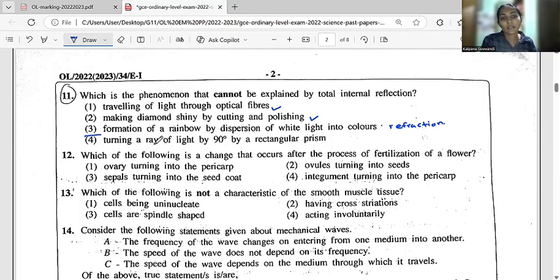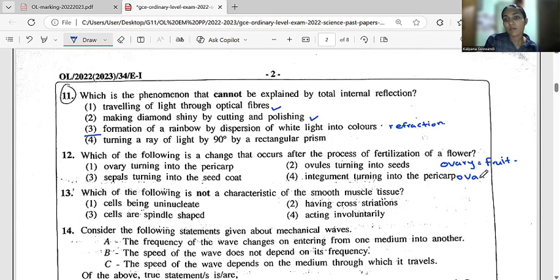Let's see the fourth one. The turning of a ray of light by 90 degrees by a rectangular prism can be explained by total internal reflection. 12th question. Which of the following is a change that occurs after the process of fertilization of a flower? After fertilization of a flower, the ovary becomes the fruit.